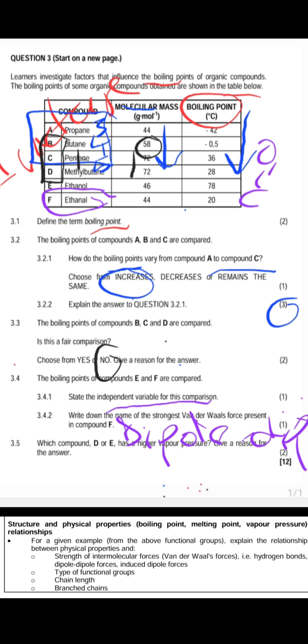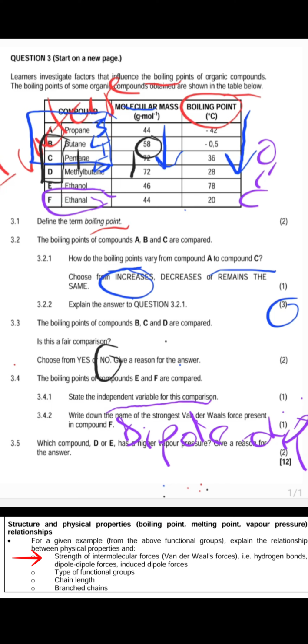Therefore, I hope you know the different types of forces: the van der Waals forces, hydrogen bonds, dipole forces, induced dipole forces. You have to know those different types of forces. It's a must, it's a necessity.